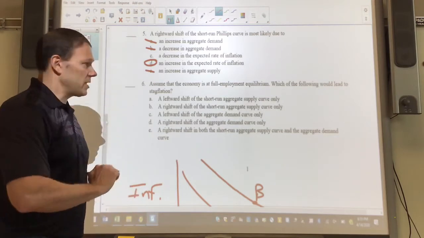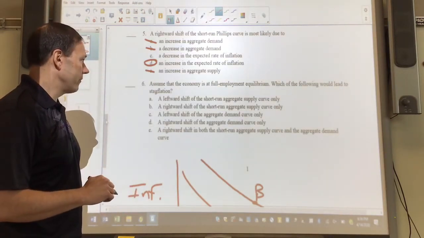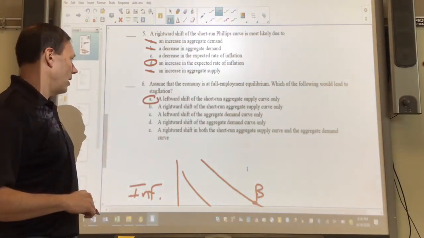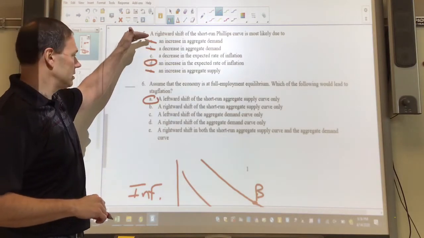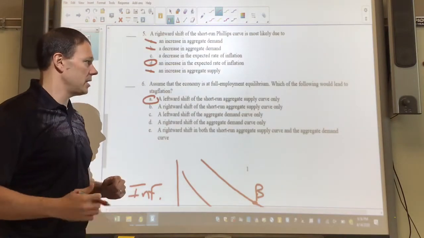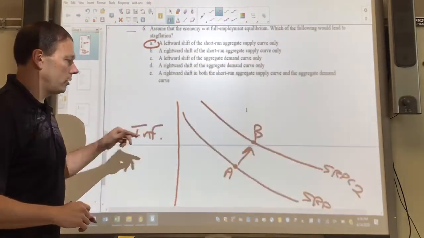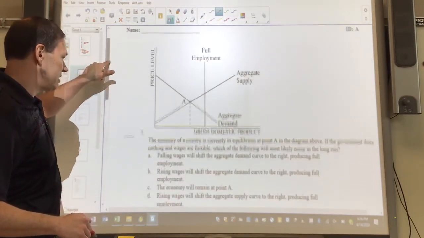All right. Number 6, mentioned stagflation just a second ago. We are at full employment. What would cause stagflation? A leftward shift of the short-run aggregate supply curve. So number 6 is A. Okay, number 5 is D. Sorry if I didn't say that. Number 5 is D. Number 6 is A. That causes us to move outward like I showed you here on the short-run Phillips curve. All right, next page, number 7.